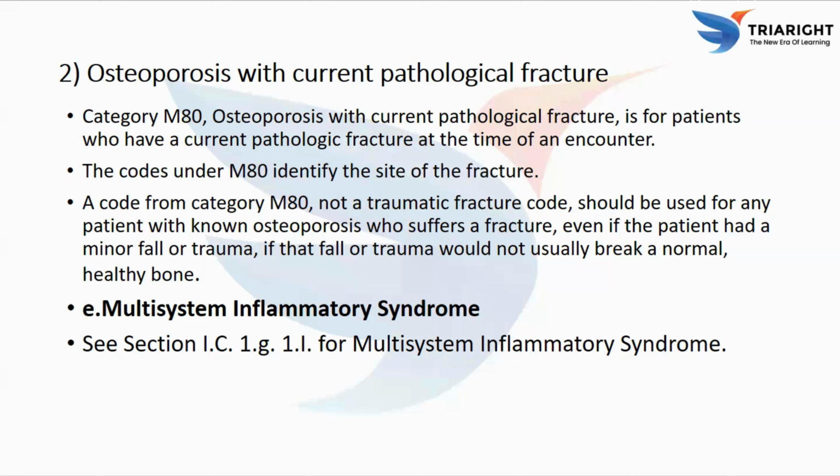So what is the important rule you have to remember? If a patient with osteoporosis suffers a fracture, even from minor trauma, you must code it as a pathological fracture, M80, not as a traumatic fracture. This is the most important rule over here.